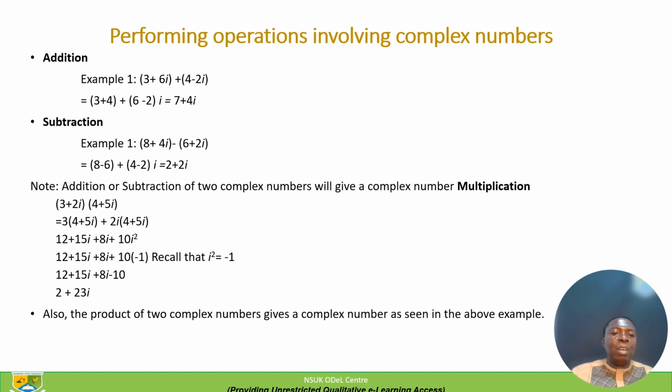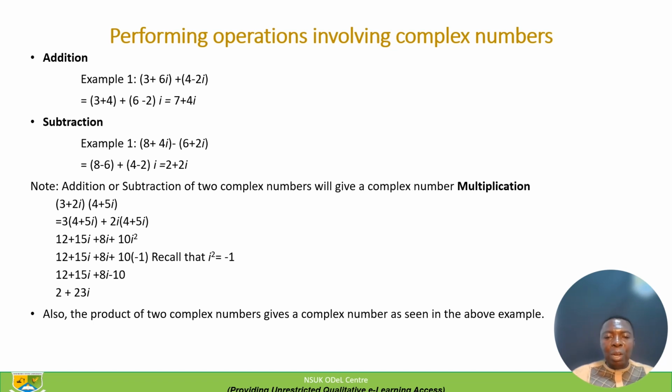For instance, when you have (3 + 2i)(4 + 5i), you bring out 3 and multiply it by (4 + 5i), then you select 2i again and multiply it by (4 + 5i). So if you collect like terms, you will have 12 + 15i + 8i + 10i², which is 12 + 15i + 8i + 10(-1).